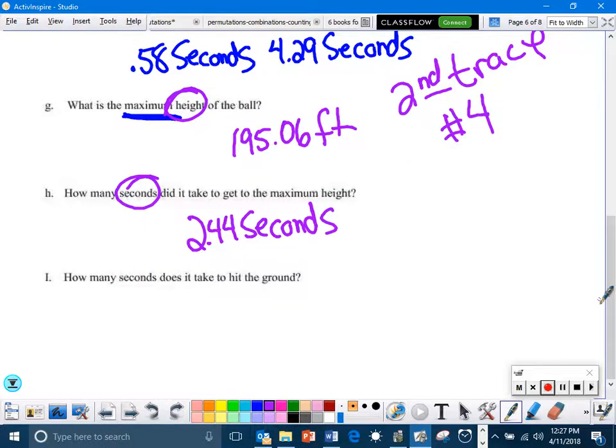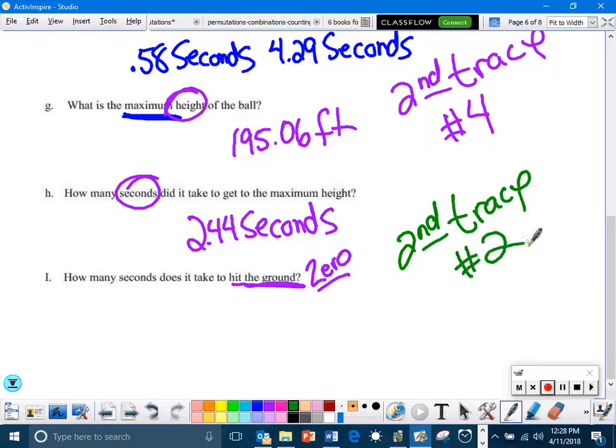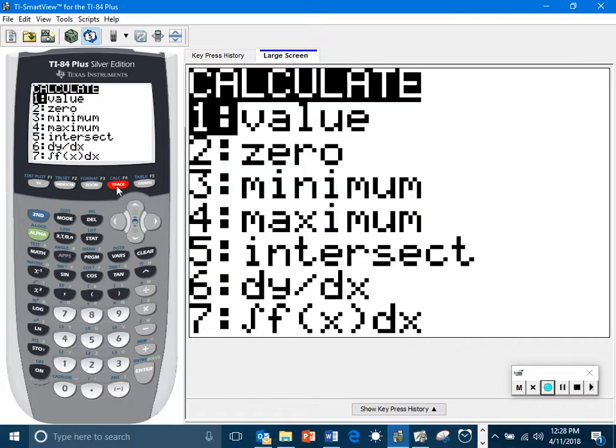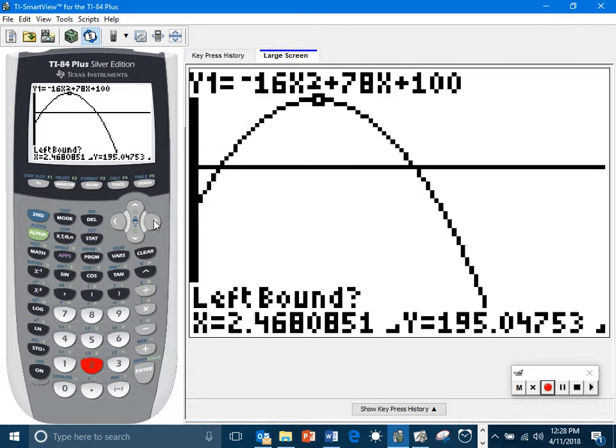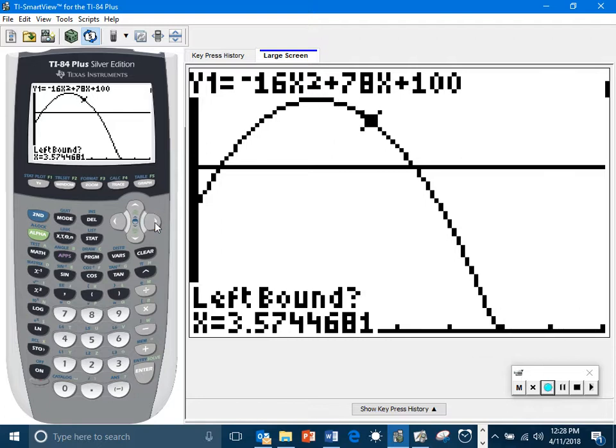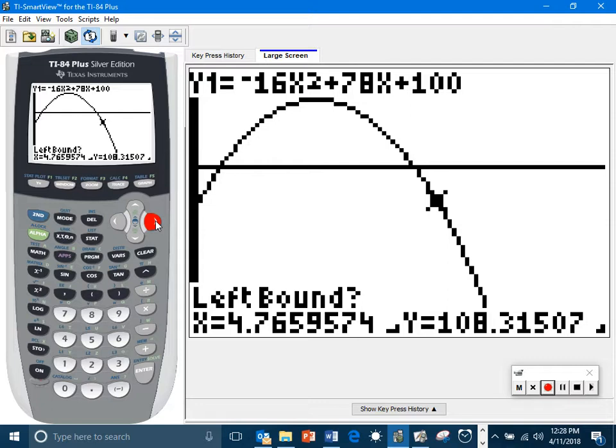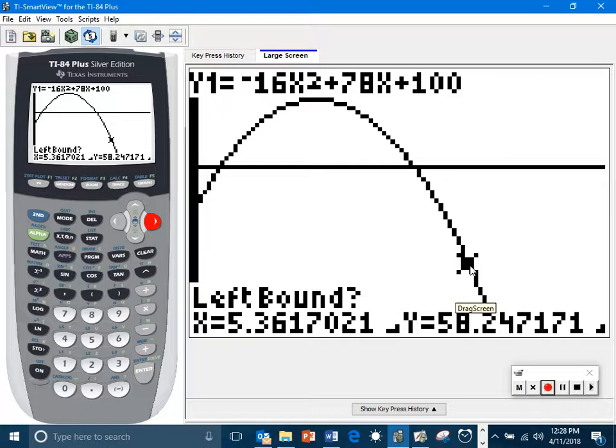Okay, how many seconds does it take to hit the ground? The ground would be when it's 0 feet off the ground. So we're going to go second trace, number 2. So I'm going to move the ball closer to the ground. Now, I'm on the left side of where it's going to hit the ground. So I'm going to hit enter.